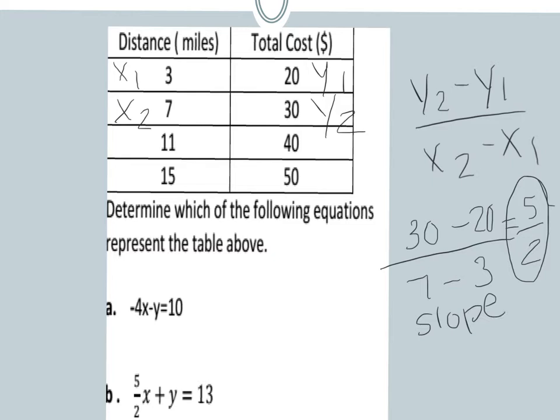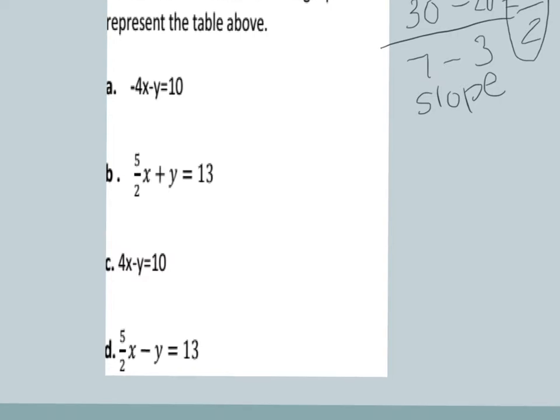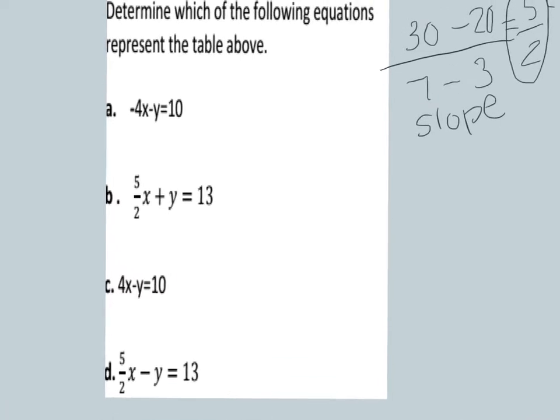It's 5 halves. So now we're going to look at our equations. So let's scroll down, and we have these 4 equations given to us. Well, A has a negative 4 in front, so it's not going to be A because I want a slope of 5 halves. C, same issue. So now we're between B and D. In order to find slope, we have to put it in y equals. So I'm going to rewrite this equation in y equals. How am I going to do that? Well, this 5 halves x is on the left. To move it to the right, I'm going to use the opposite. So if that's a positive 5 halves x, I'm going to subtract 5 halves x on both sides.